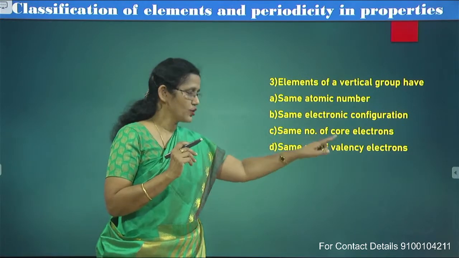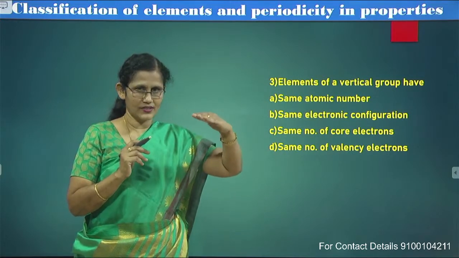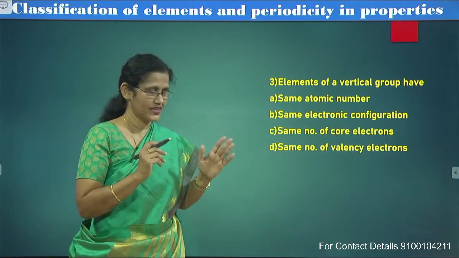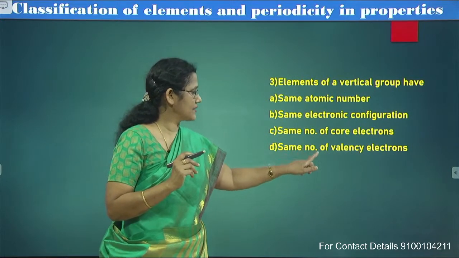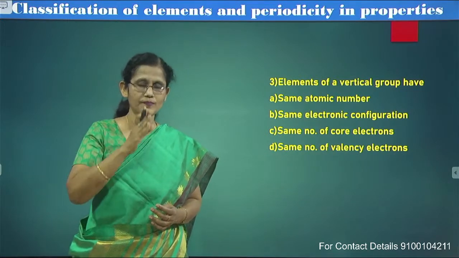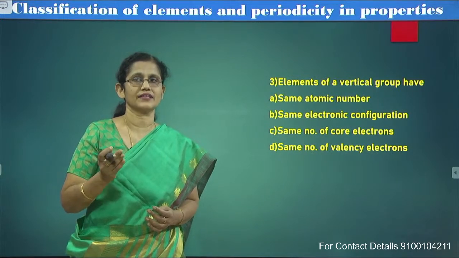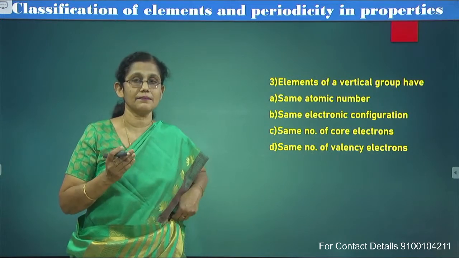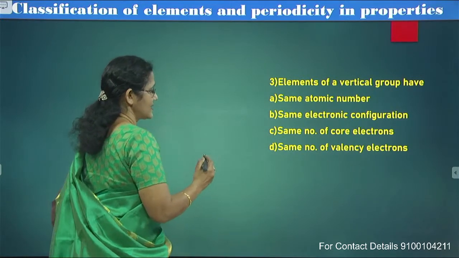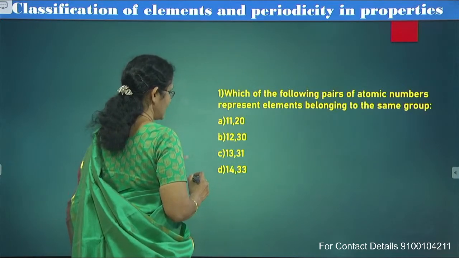Same number of core electrons? In every group, as we move through 1s, 2s, 3s, the core electrons, the inner electrons, are changing. Same number of valency electrons, right. So, in a group, elements have a similar valency shell configuration, that means a similar number of valency electrons. So, the correct answer should be the same number of valency electrons.